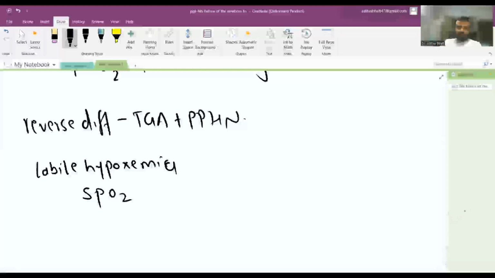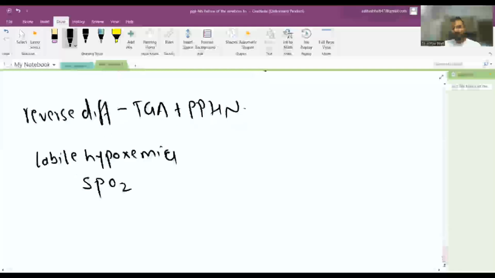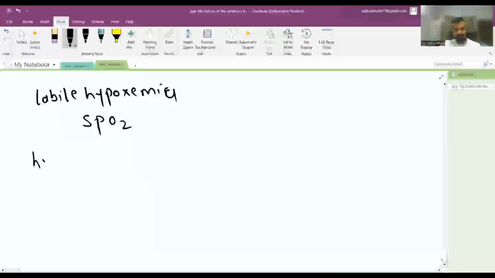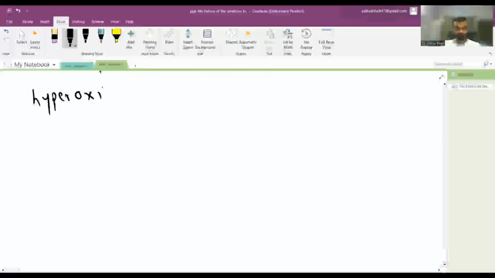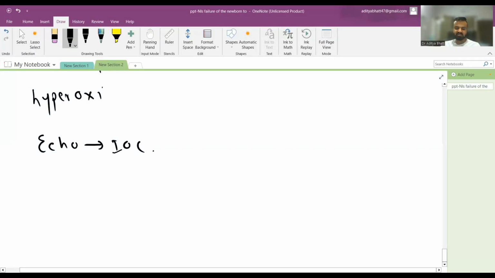Now, you also have to understand that the test that we do is the hyperoxia test. After giving 100% O2, if the PaO2 is less than 100, it is more likely to be a cyanotic CHD, and if more than 200, it is more likely to be a respiratory cause. So the hyperoxia test is very, very important to differentiate between the causes of cyanosis. Echo is the investigation of choice and the gold standard, and that is very, very important.